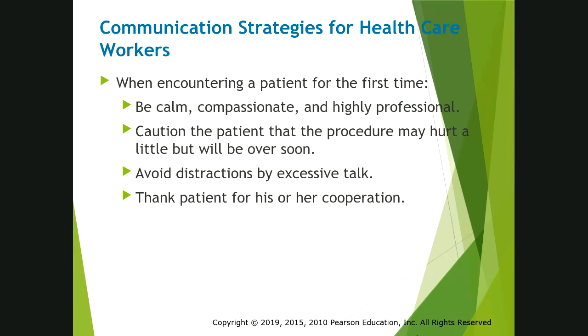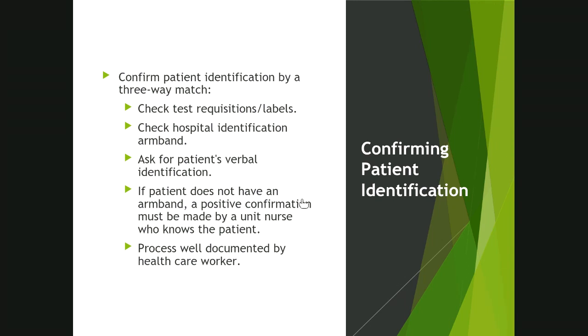It is essential we get consent to perform the procedure as well. Confirm patient identification by three-way match. We're going to check the test requisition and labels, check the patient's hospital armband, and ask for the patient's verbal identification. If the patient does not have an armband, a positive confirmation must be made by a unit nurse, and the patient will need to be banded. The process must be well documented by the healthcare worker.